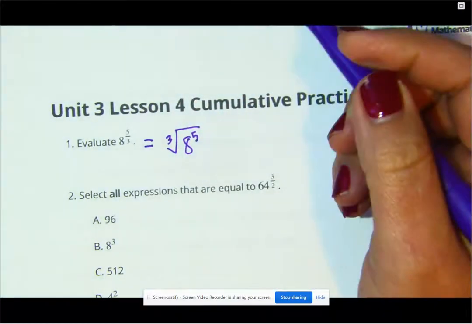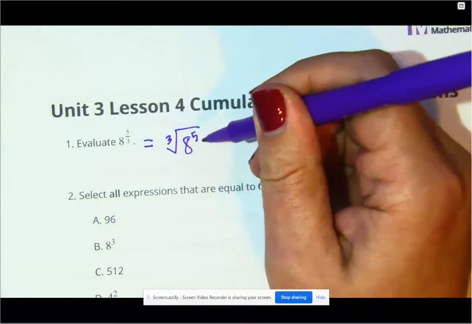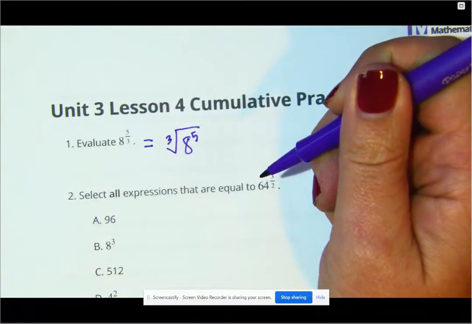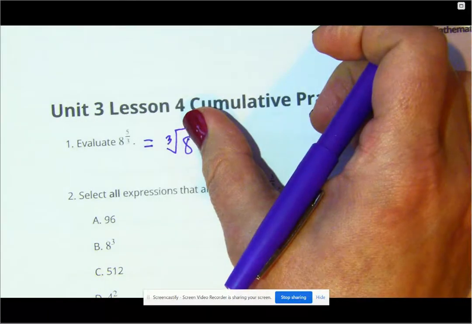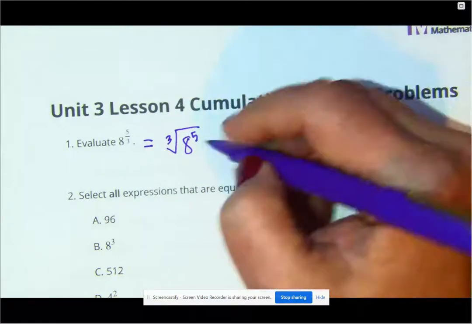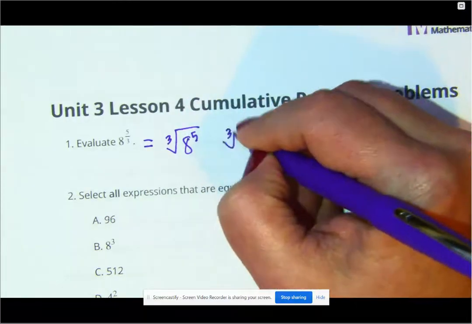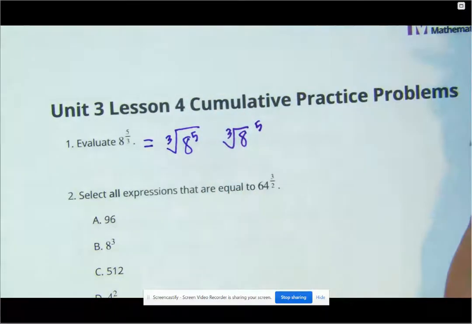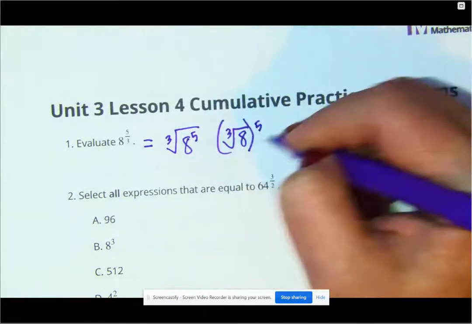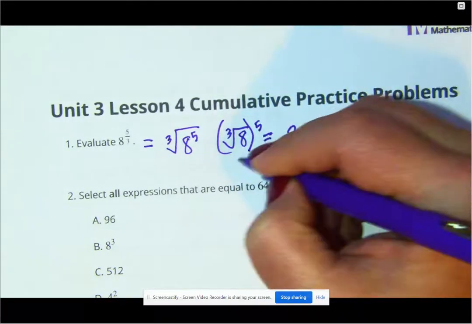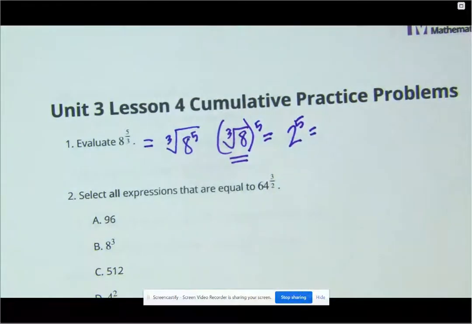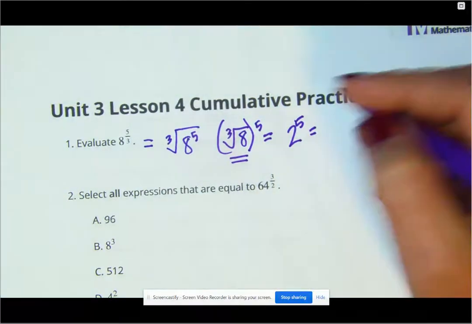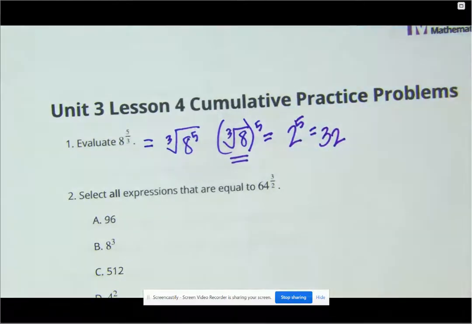Now, I want to work with numbers that I can do without a calculator personally. So I'm not going to do 8 to the 5th first. That is huge. I'm going to do the cube root of 8 first. So I'm going to take the cube root of 8, and then I'm going to hold off on that. Okay, so the cube root of 8 is 2. And then 2 to the 5th power, I can do that. 2 times 2 times 2 times 2 times 2 is 32.